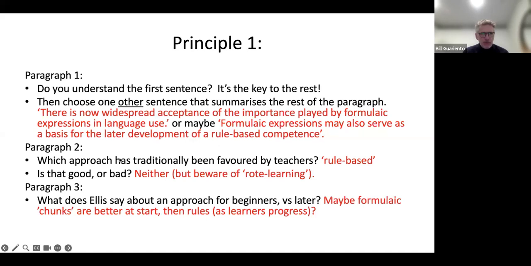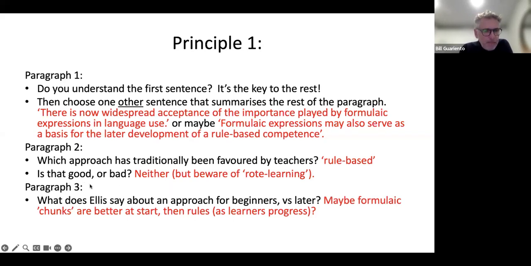And then paragraph 2, which approach has traditionally been favored by teachers? And as Nada said, it was rule-based. And is it good or bad? He's not sure. He thinks we probably do too much rule-based teaching. He says we must beware of rote learning. Rote learning means teaching our students to speak like parrots.